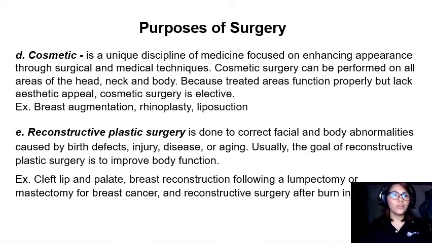For example, you have your breast augmentation, rhinoplasty, liposuction. So those are your examples of cosmetic procedure. Then last one, we have the reconstructive plastic surgery. It is done to correct facial and body abnormalities caused by birth defects, injury, disease, or even aging. Usually, the goal of reconstructive plastic surgery is to improve your body function.